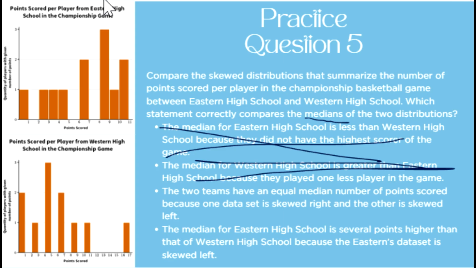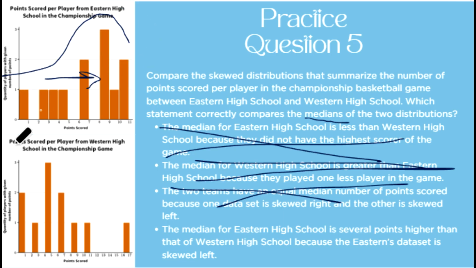The two teams have an equal median number of points scored because one data set is skewed right and the other is skewed left. That makes no sense because the median is obviously going to be higher over here than it is over here. So that one's out. The median for Eastern High is several points higher than Western High because Eastern's data set is skewed left, which is correct. We're going to have more points here, which means the median's going to be shoved this way. So this is your correct answer.